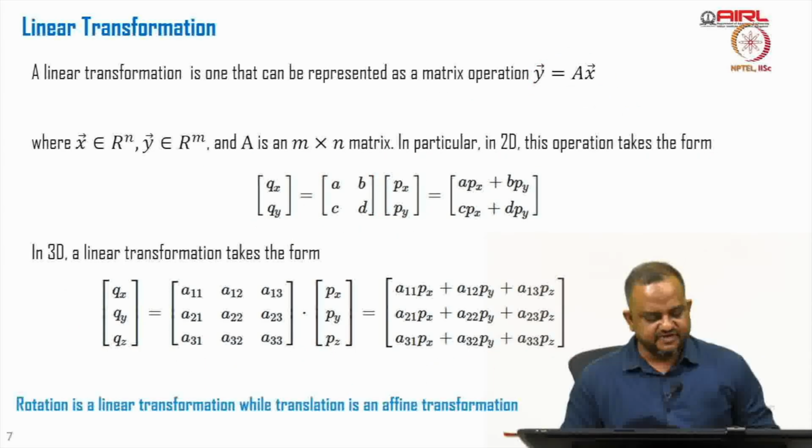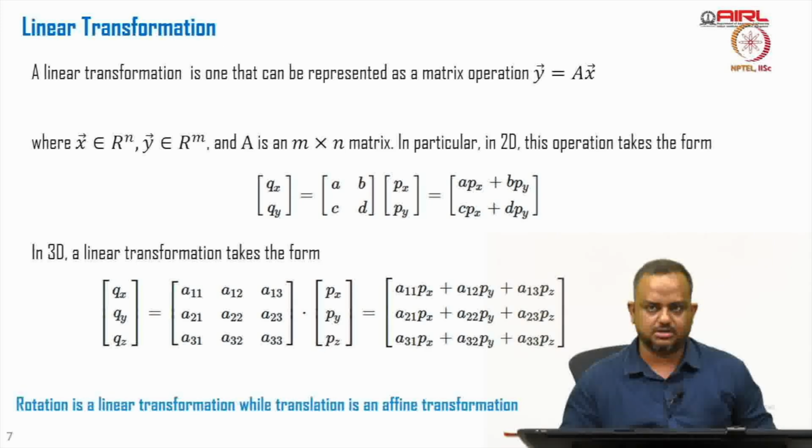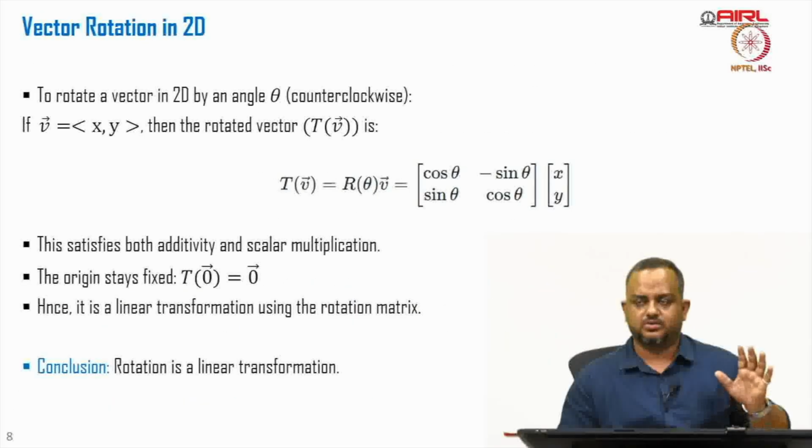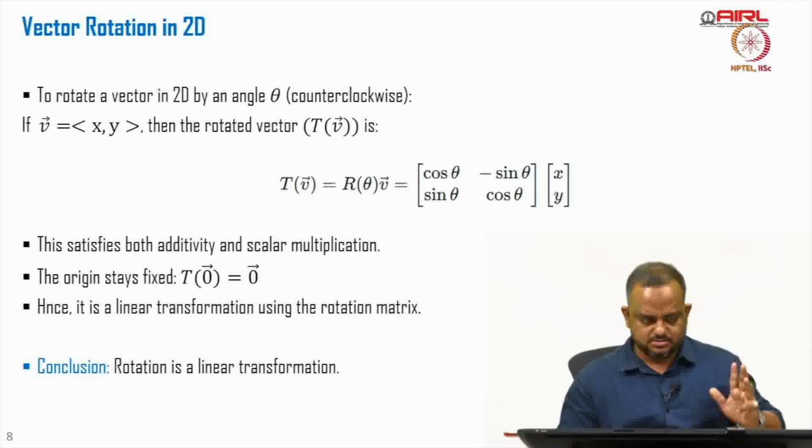Now we are giving comments that rotation is a linear transformation while translation is an affine transformation. So there are 2 important transformations which will be very useful in the course of drone systems and control. One is rotation, and another is translation.